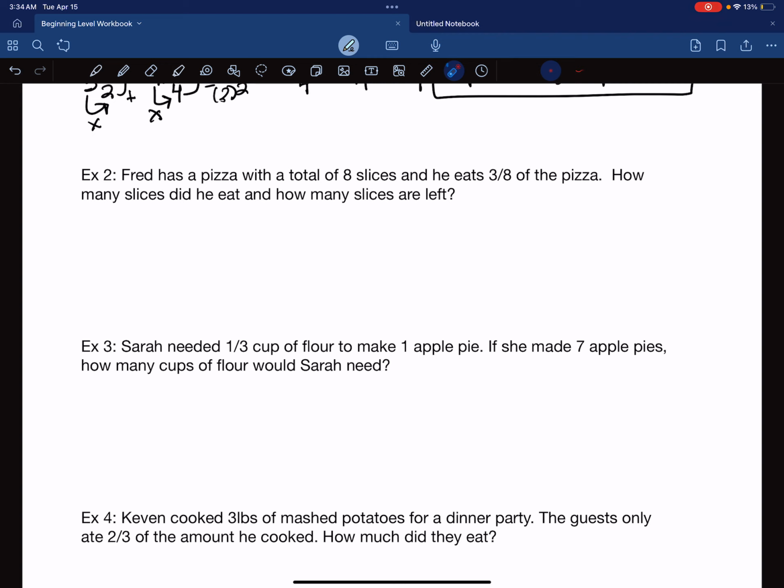I'm going to show you how to get to the answer with a couple of routes. So we can get to the answer by using what I'm going to call the logic route. We know that we have a total of 8 slices of pizza. So we can draw out a circle or a pizza, and we can divide this pizza into 8 pieces. And if he eats 3/8 of it, that means he ate 3 of those pieces. So we can shade in 3 pieces and take those away.